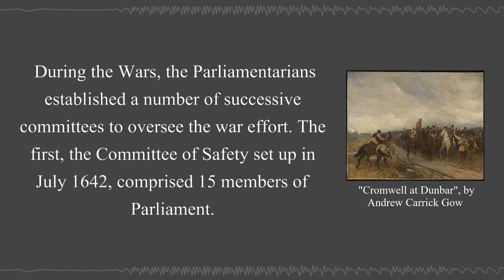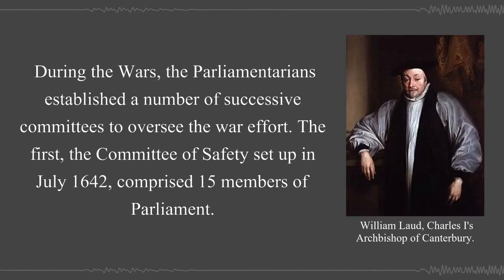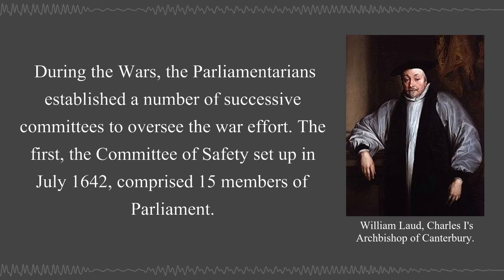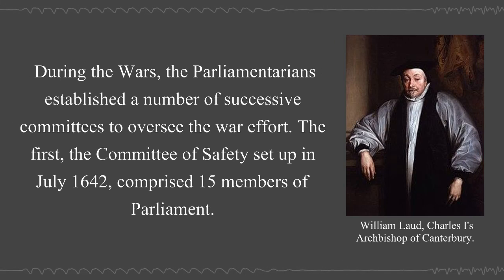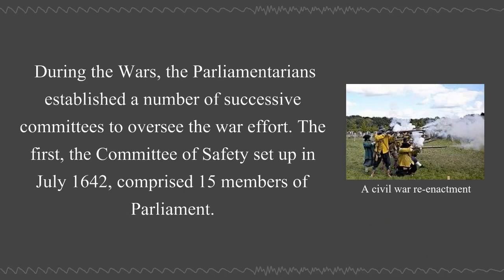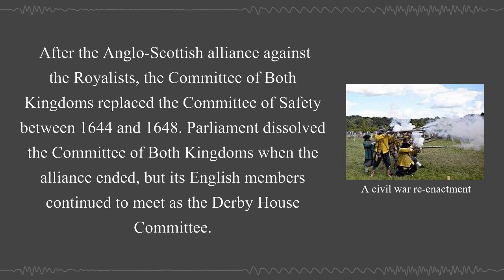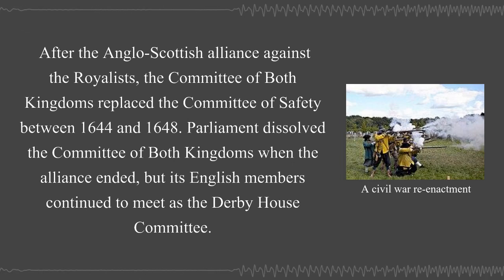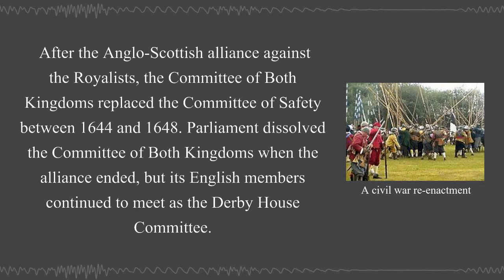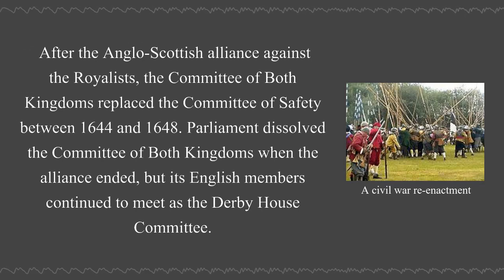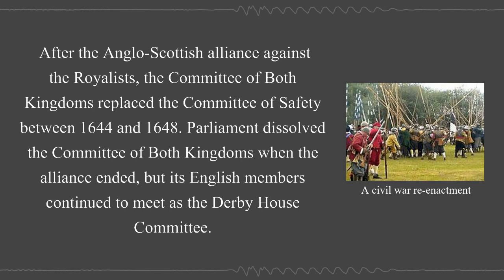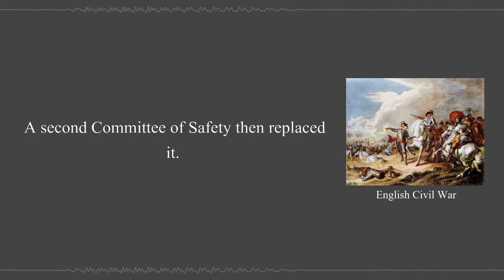During the wars, the parliamentarians established a number of successive committees to oversee the war effort. The first, the Committee of Safety, set up in July 1642, comprised 15 members of Parliament. After the Anglo-Scottish alliance against the Royalists, the Committee of Both Kingdoms replaced the Committee of Safety between 1644 and 1648. Parliament dissolved the Committee of Both Kingdoms when the alliance ended, but its English members continued to meet as the Derby House Committee. A second Committee of Safety then replaced it.